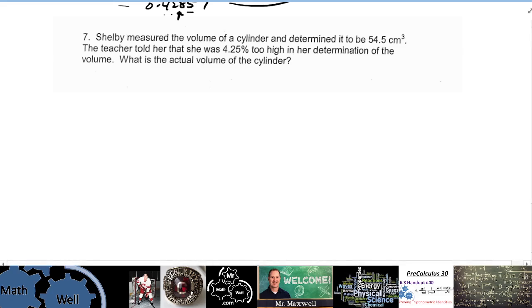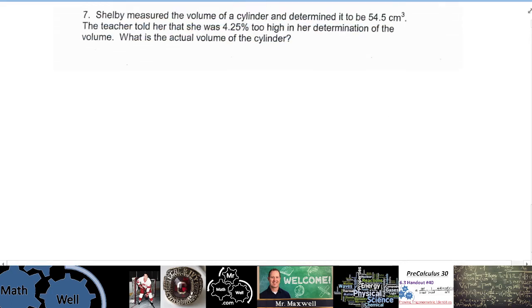All right, I think this is the last example that I have for you. It says this: Shelby measured the volume of a cylinder and determined it to be 54.5 cubic centimeters. Okay, so we've got measured is 54.5 cubic centimeters. Awesome. The teacher told her that she was 4.25% too high in her determination of the volume.